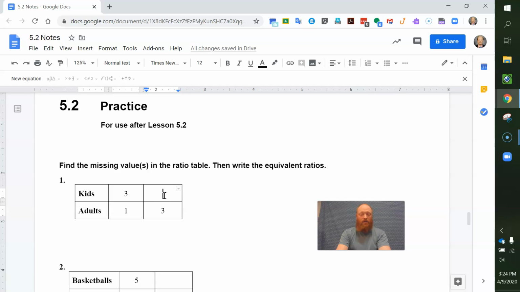So that would be 9. So for every 3 kids, we have 1 adult, which means that if we have 3 adults, that's 9 kids.